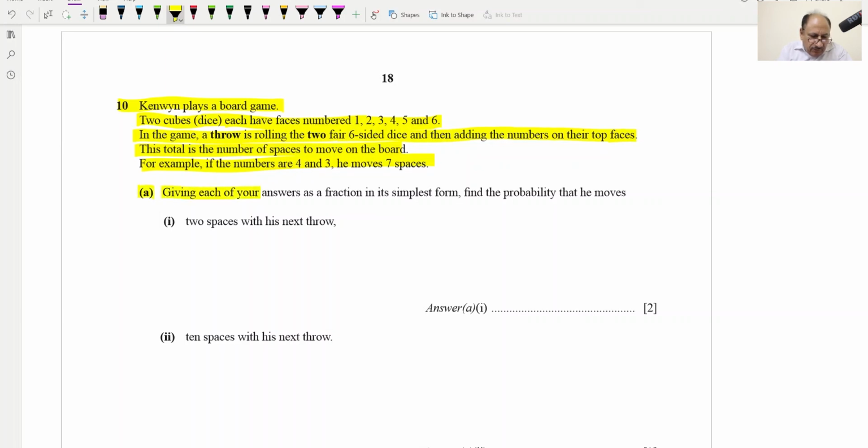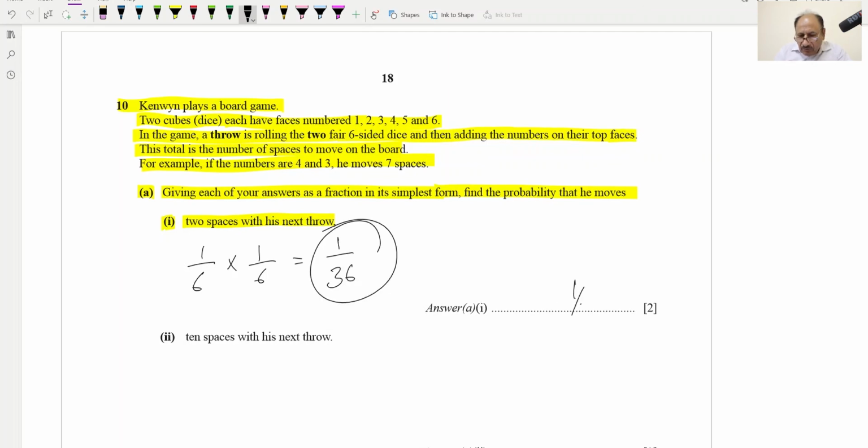A part. Giving each of your answers as a fraction in its simplest form, find the probability that he moves, number 1, part I, 2 spaces with his next throw. So 2 spaces means 1 on each dice, so it will be 1 over 6, and for the second dice also 1 over 6. So it will be 1 over 36. This will be 2 spaces and the answer will be 1 by 36. This is a 2 marks question which we are done.